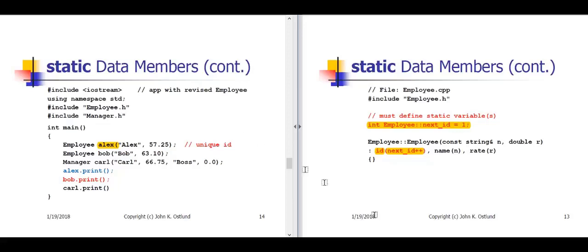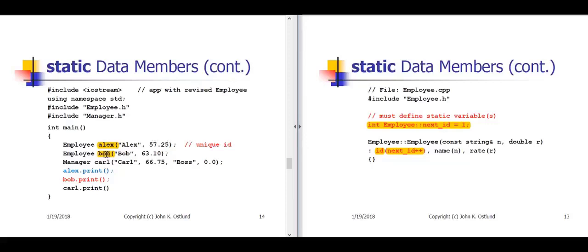Now, in the constructor, as we saw here on slide 13, the ID for Alex is going to be initialized with 1, that is the initial value of nextID, and after Alex's ID has been initialized to 1, nextID will be post-incremented to become 2. Alex's name data member is going to be initialized with the string Alex, and Alex's rate data member is going to be initialized with 57.25.